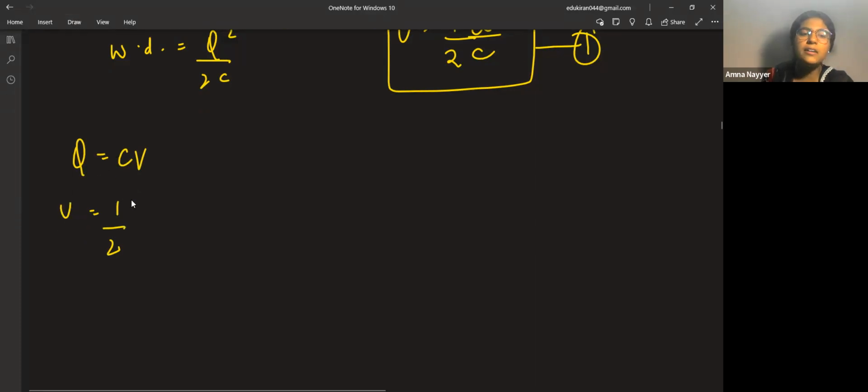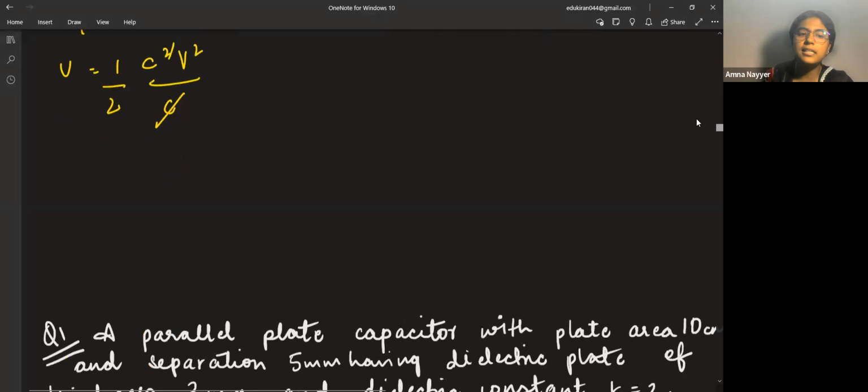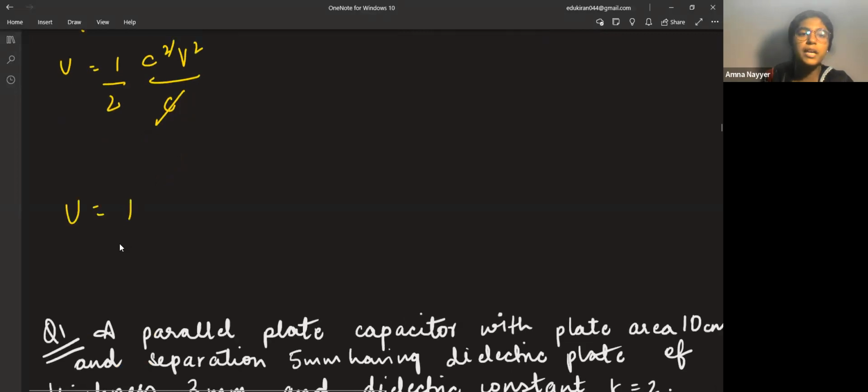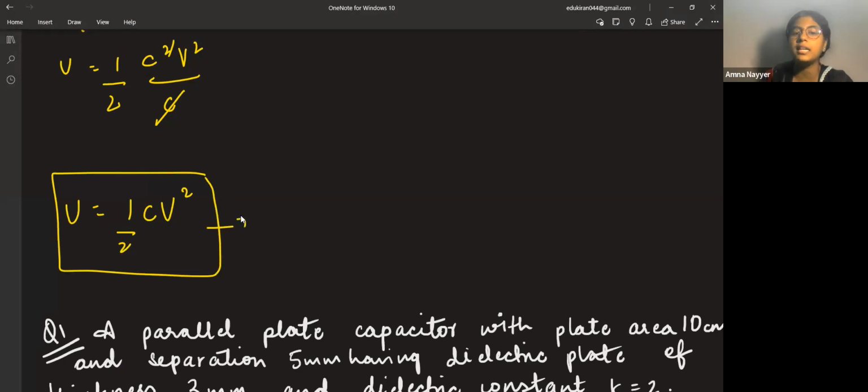Energy is equal to half. What is charge? Q square. That becomes C square V square divided by C. So this will be cancelled. So one formula of energy will be half CV square. This is also a very good formula that is used.